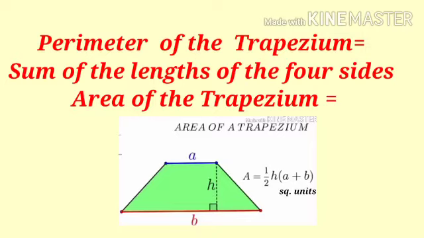And the area of the trapezium is equal to 1 by 2 into h into (a plus b) square units, where h is the distance between the two parallel sides, which is the height of the trapezium, and a and b are the lengths of the parallel sides.